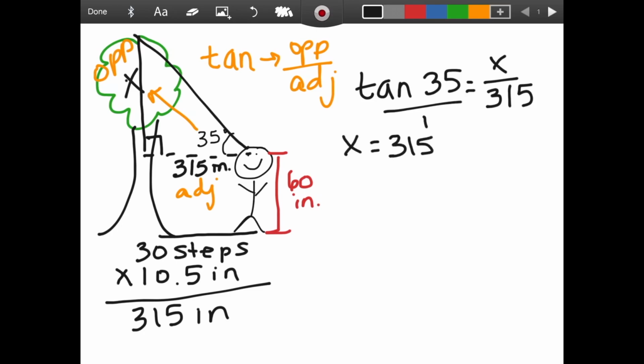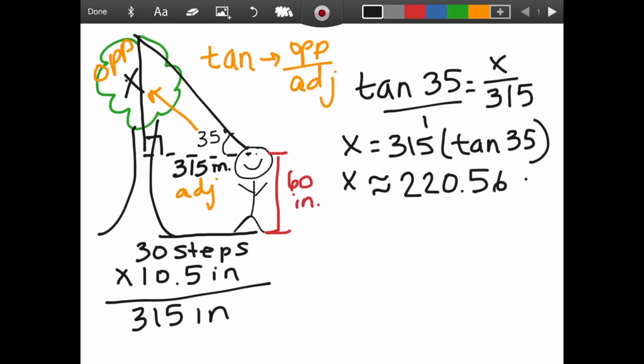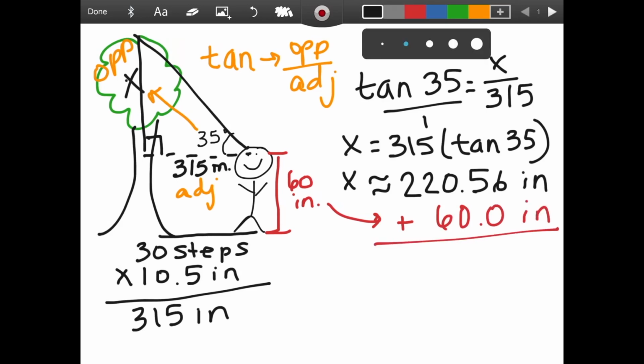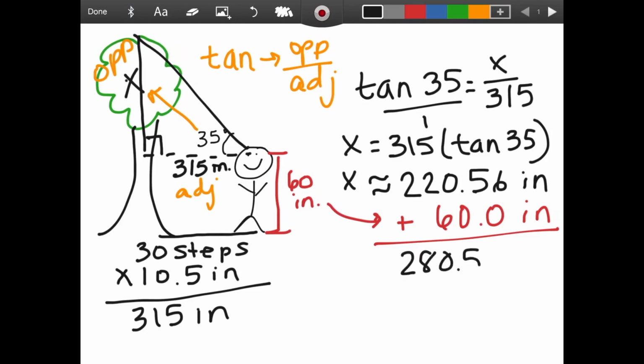Like I did before, I'm going to put this over 1 so I create a proportion so I can cross multiply. This time I have x equals 315 times the tangent of 35. With my calculator in degree mode, I determine that x is approximately 220.56 inches. Now that's not the whole height of the tree, because remember, we also need to include my height from my eye down, which was an additional 60 inches. So adding that on, we can see that the height of the tree is approximately 280.56 inches.